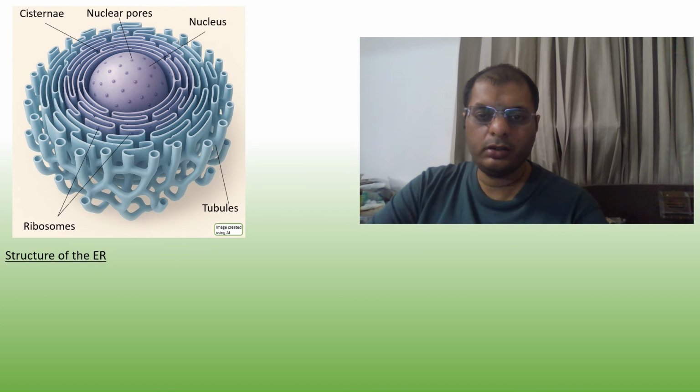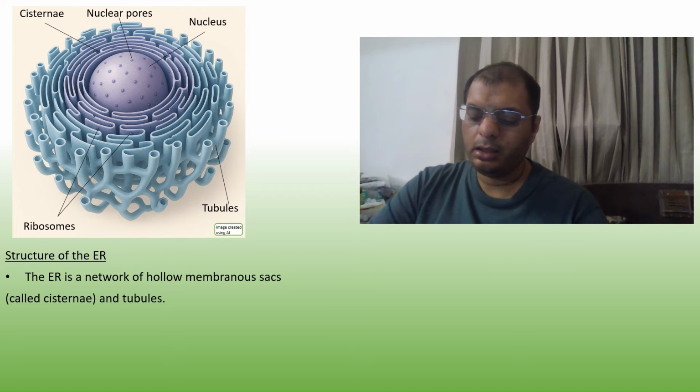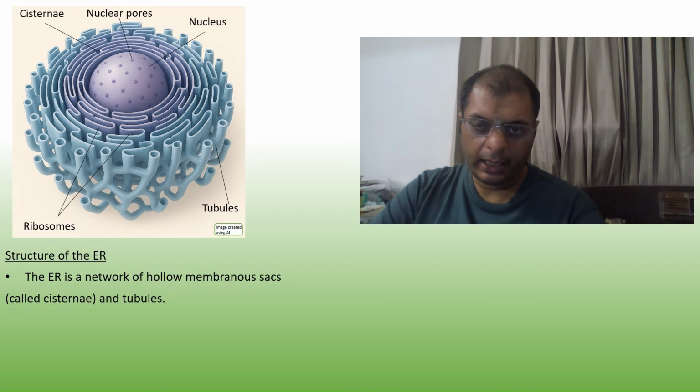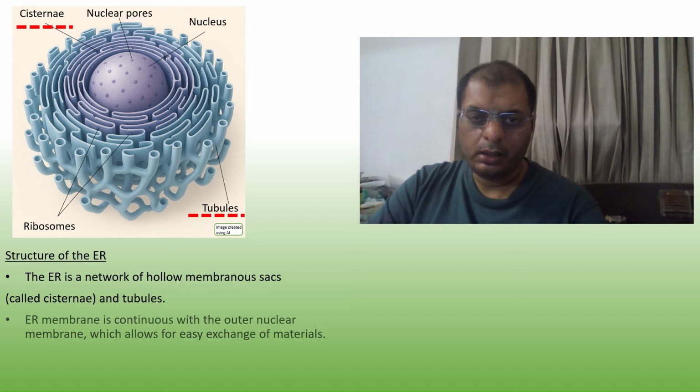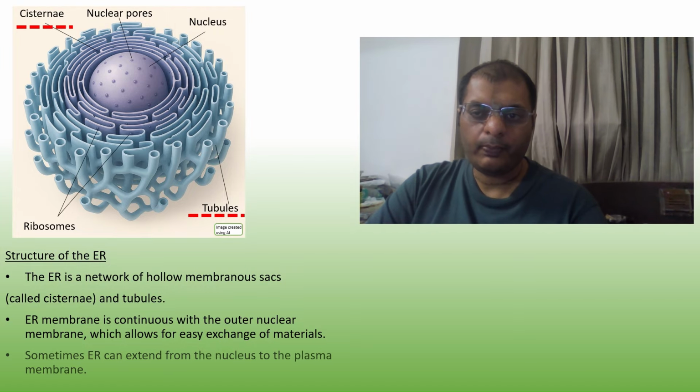Now we will look at an illustration which shows the structure of the ER. So the ER is made up of some hollow membranous sacs called cisternae, shown here, and also some tubules, which are shown over here. The membrane of the ER is continuous with the outer membrane of the nucleus, which allows free exchange of materials between the two. And sometimes the ER can extend all the way from the nucleus to the plasma membrane.